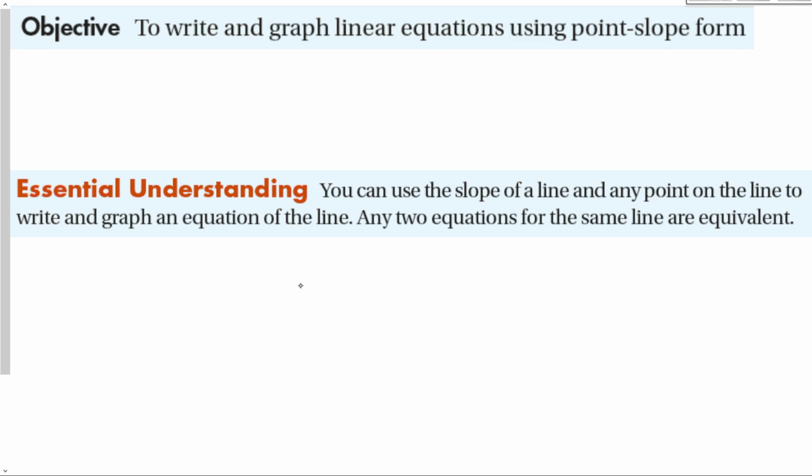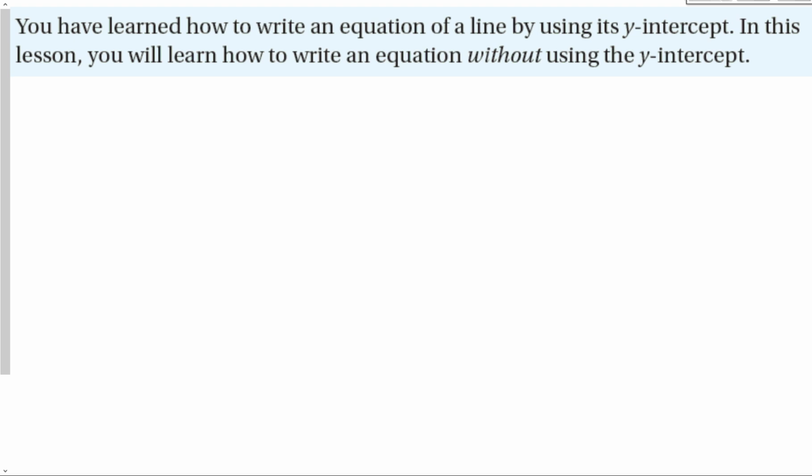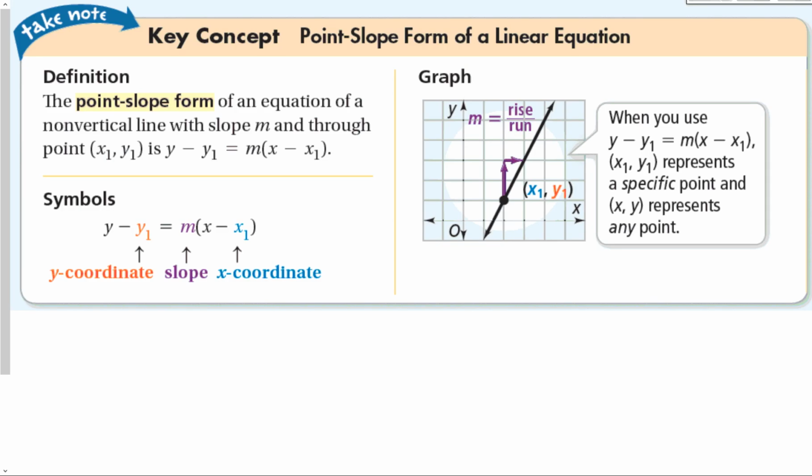So in our previous section, we focused on slope-intercept form, where we have y is equal to mx plus b. So in this equation, we had the slope, m, and we had the y-intercept. Now we're going to focus on what happens if we have a different point that's not the y-intercept. You learned how to write an equation of a line by using its y-intercept. In this lesson, we will learn how to write an equation without using the y-intercept.